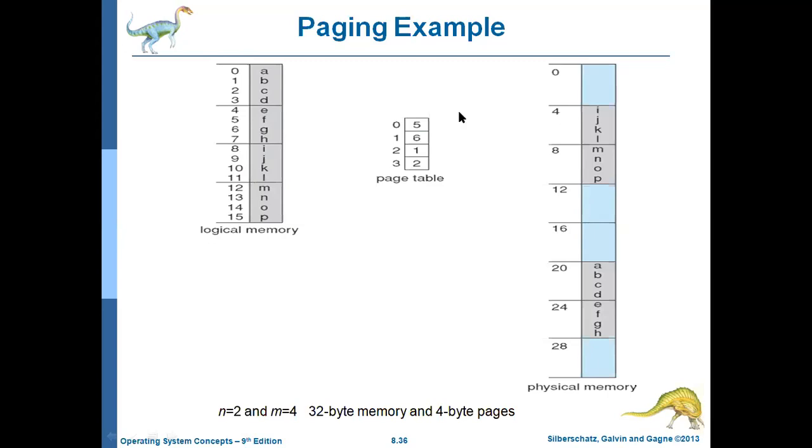And what is your page table holding? It is holding the reference of the frame numbers which every page refers to. Now page 0 is 5.